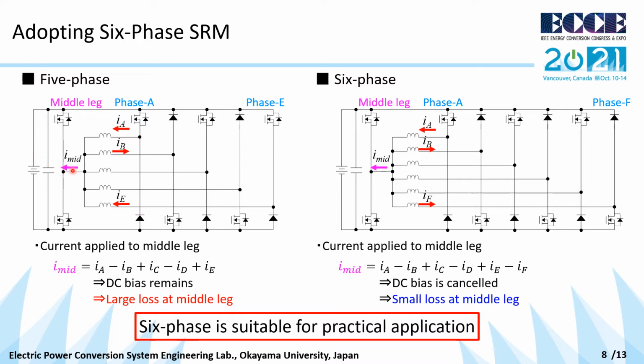The current that flows through the middle leg is calculated by this equation. In the 5-phase, the DC bias remains. Therefore, a large loss is generated at the middle leg. On the other hand, the DC bias is cancelled in the 6-phase switched reluctance motor. Therefore, the loss at the middle leg is very small. Therefore, the 6-phase is suitable for practical application.